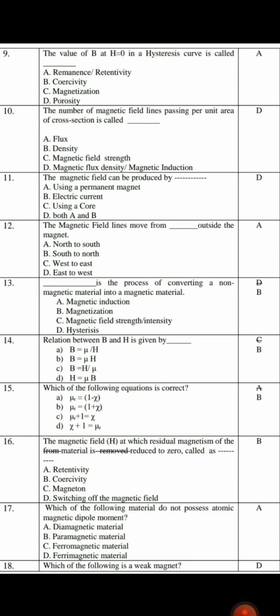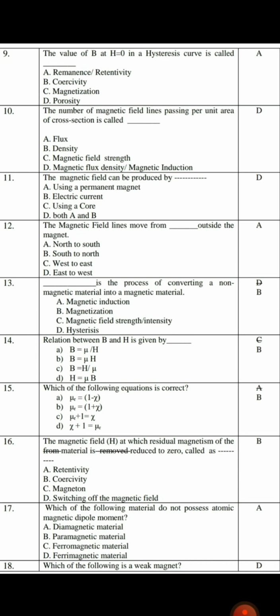12th, the magnetic field lines move from blank outside the magnet. Options are option A north to south, B south to north, C west to east, D east to west. So the correct answer is A, that is north to south.